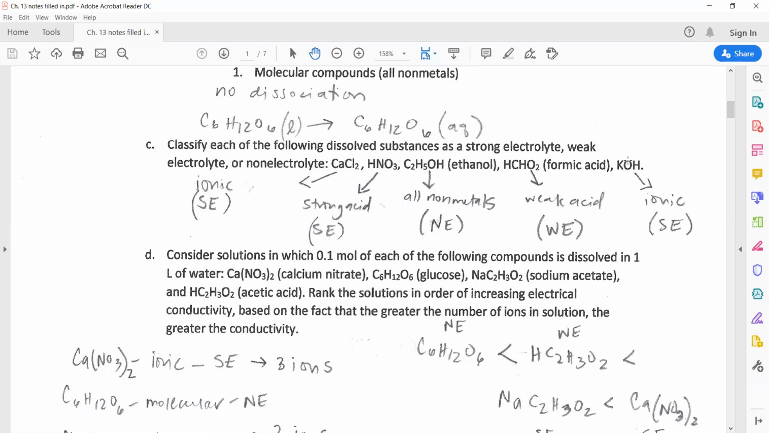And then KOH, we start with a metal. So if you start with a metal, you're ionic and you're a strong electrolyte. This also falls in the category of strong bases. I didn't mention that here, but if you notice somewhere that it says strong bases or strong electrolytes, that is true. We are just going to go ahead and say if you are an ionic compound, then you will be a strong electrolyte.